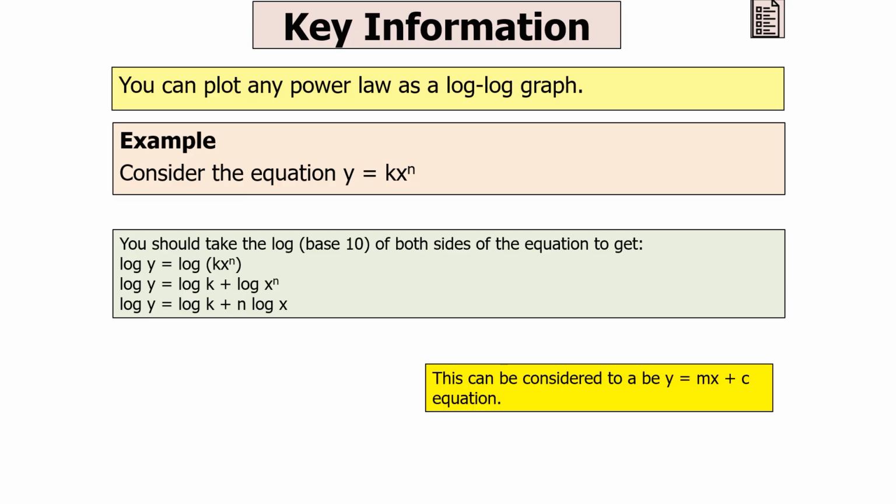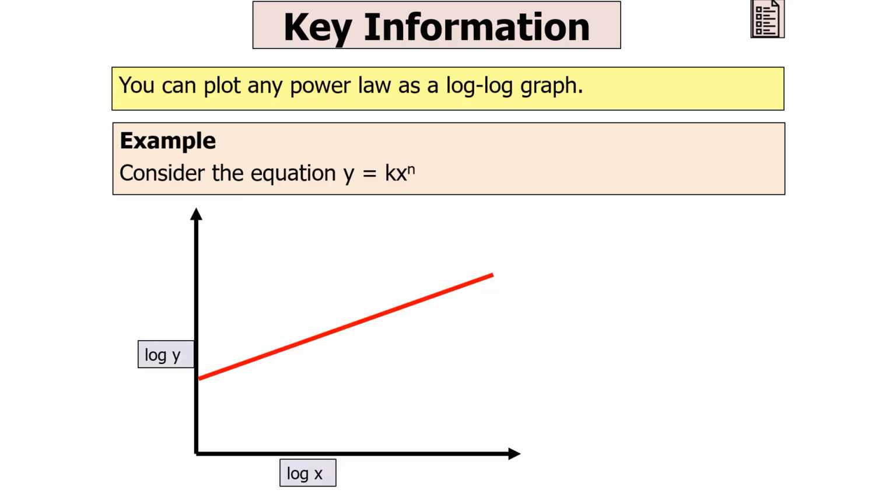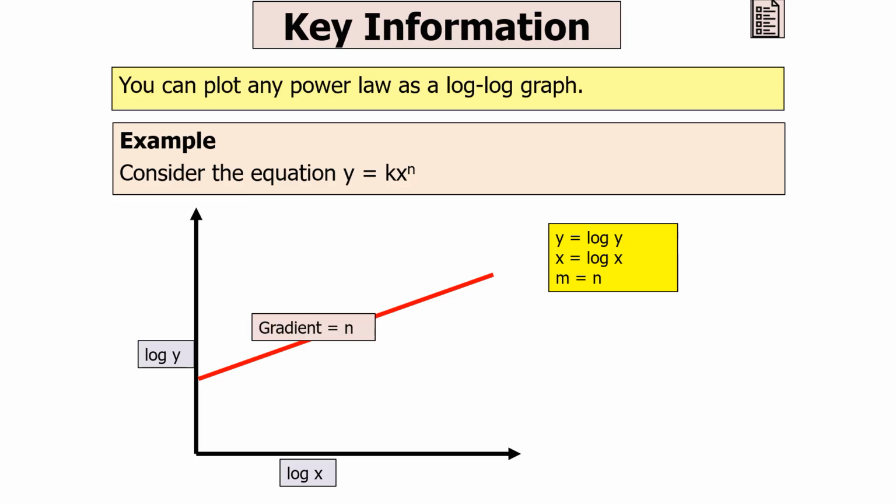We can then think of this as a y equals mx plus c equation, which means we get a nice straight line graph. So we can say y is log y, log k is minus c, m is n, and log x is x. So once again, the gradient is going to be equal to the exponential, the power term in this particular equation. So if we have log y on the y and log x on the x, as shown here, this tells us that the gradient of the line will be n, so gradient is equal to the power term of this particular equation, and the y-intercept is going to be log k.